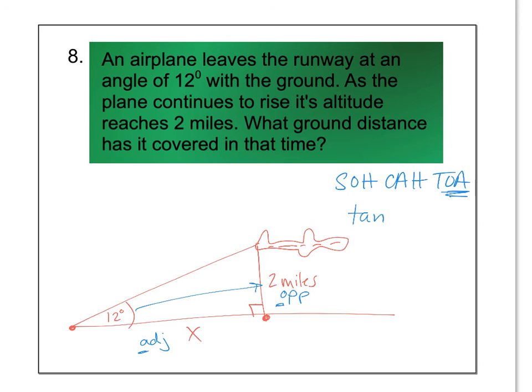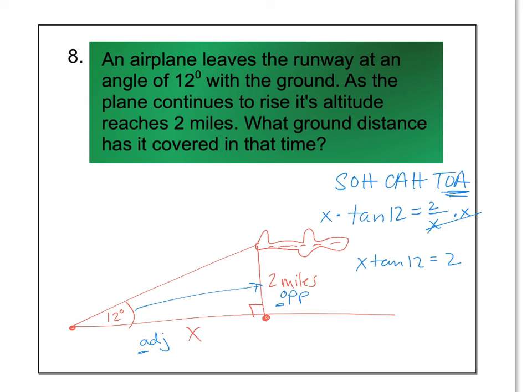T stands for tangent. So tangent, think about what comes after the word angle, so 12. And then opposite is 2, adjacent is x. Now this is one where you have to multiply by whatever's on the bottom. So in this case, we'll multiply by x. So you have x tangent 12 equals 2.